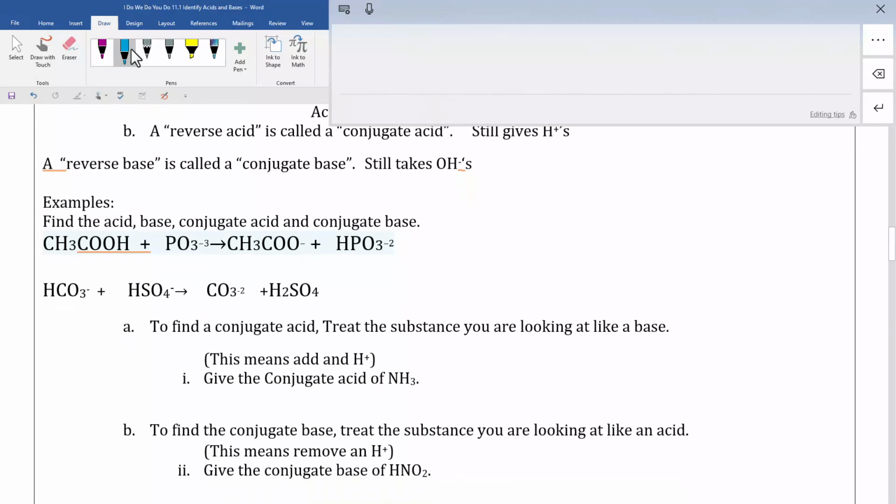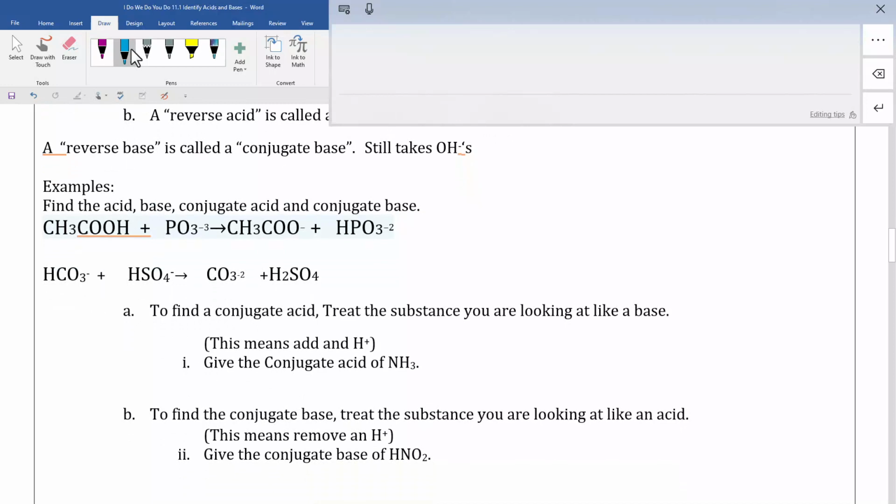Example: find the acid, base, conjugate acid, and conjugate base. So first thing I'm going to notice is this one doesn't have any H's. So that means I'm going to guess this is going to be a base. Bases receive H positive. So I'm going to look to see if this received an H positive. I'm looking for HPO3 negative 2.